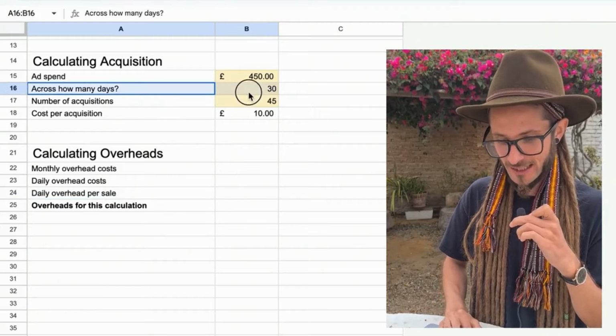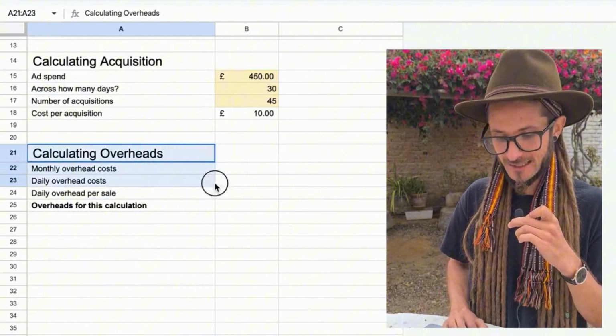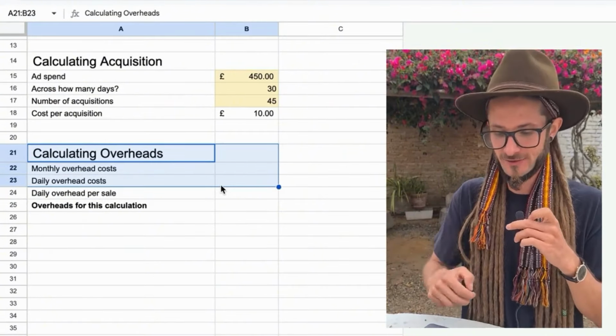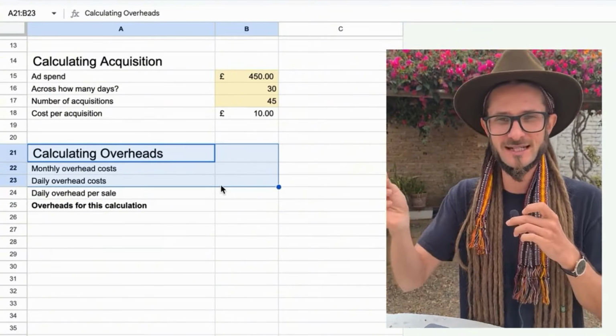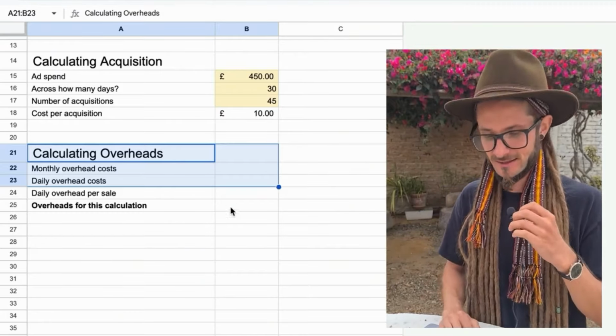So this is specifically looking at across how many days we are looking at. You need to add in the days here, and then it will calculate the overheads depending on how many days you're looking at. So if you're looking at 14 days, it will calculate the overheads of the business for those 14 days, etc. So really, really important to get this in here, guys.